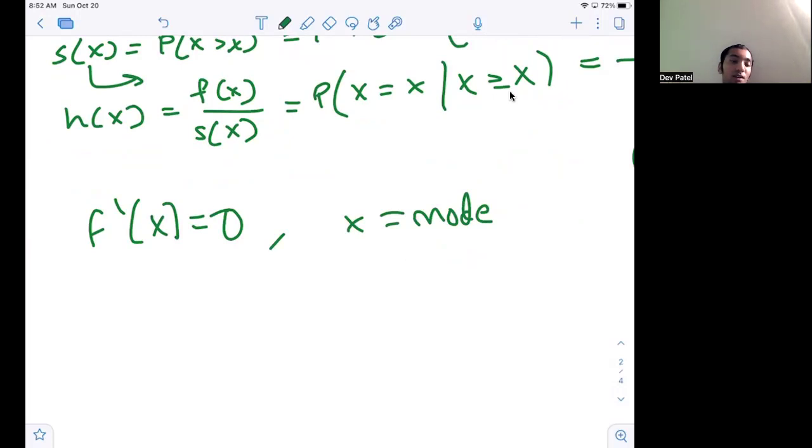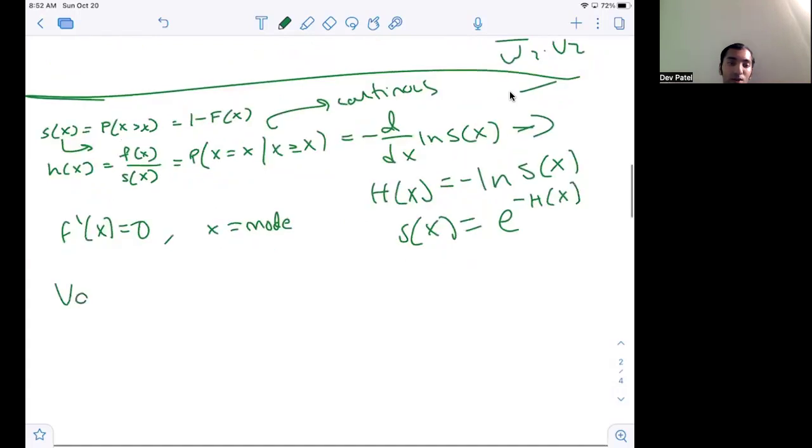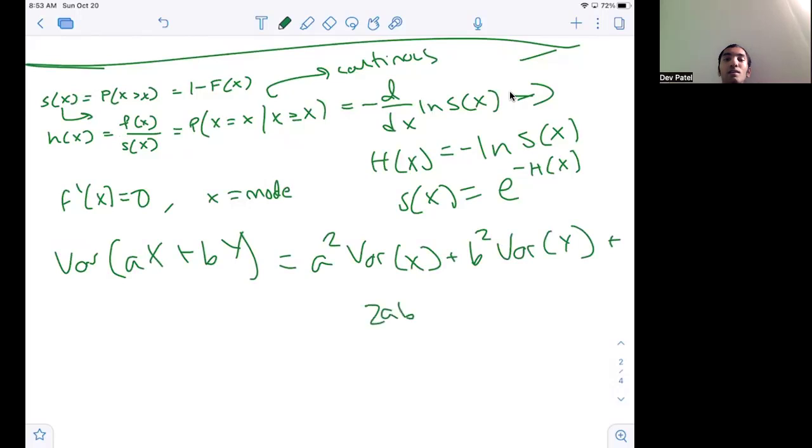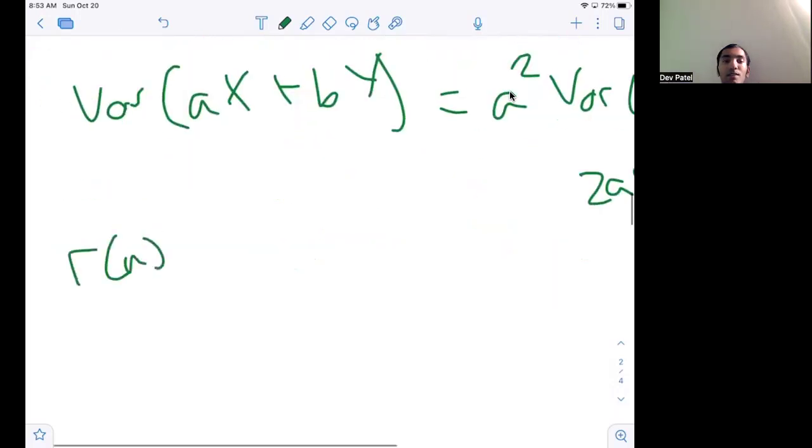Now we have variance of aX plus bY. So variance of aX is a squared variance of X. Variance of bY is b squared variance of Y. Plus we have 2ab times the covariance of X and Y. And now here, let's see, what else could we do? We have gamma. So another thing to note is gamma of n is equal to (n minus 1) factorial.